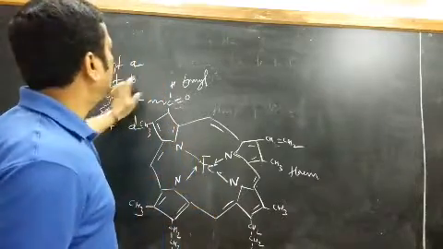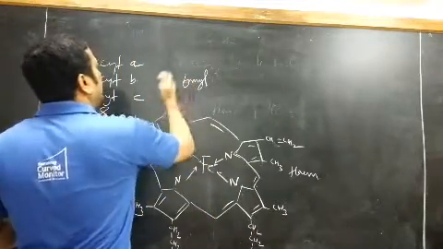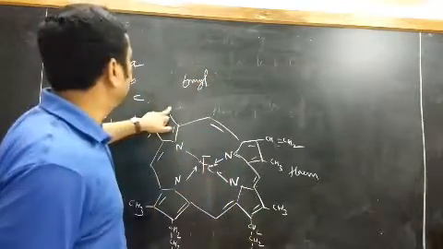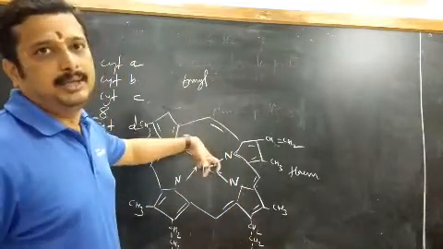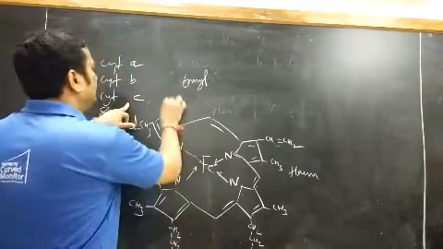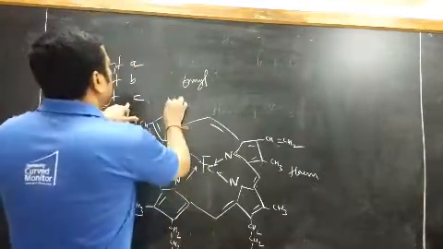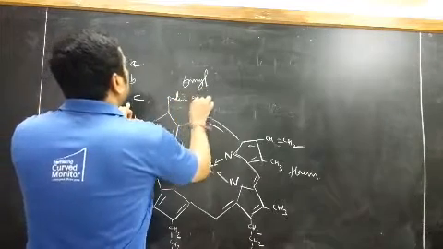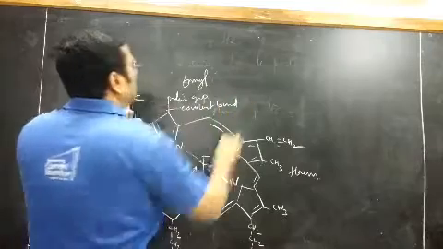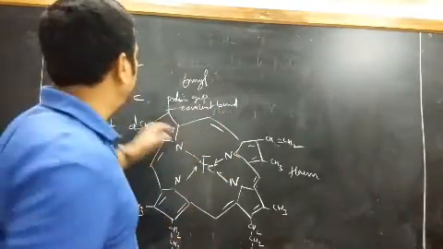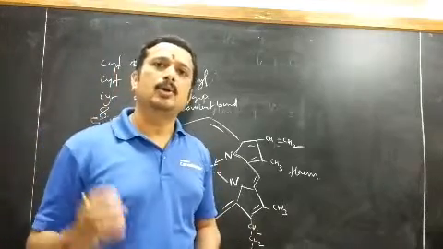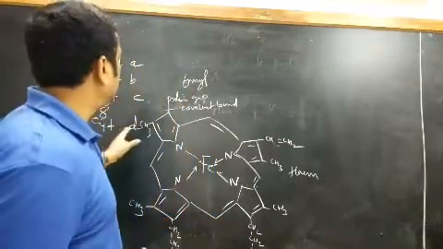Now in cytochrome B, what will happen? This will not be there, and there is no attachment of a protein group on this heme group, so we call it cytochrome B. In cytochrome C, there is a protein group attached by a covalent bond, so we call it cytochrome C. And cytochrome D has a dihydroporphyrin ring; if it is there, we call it cytochrome D.